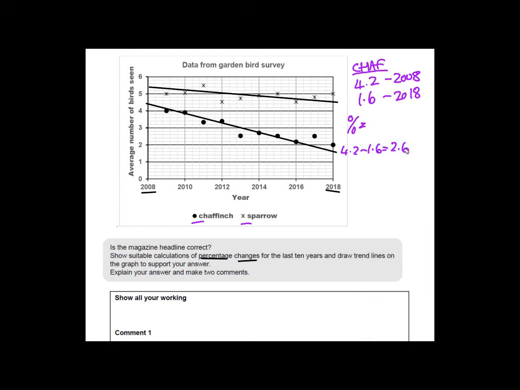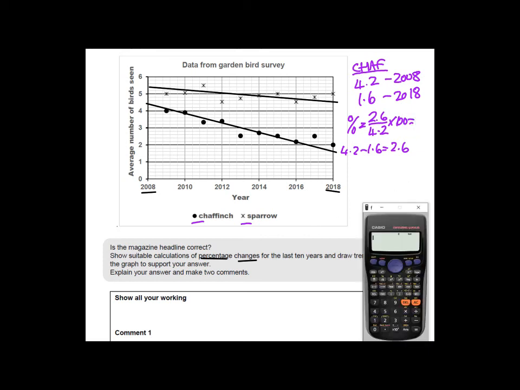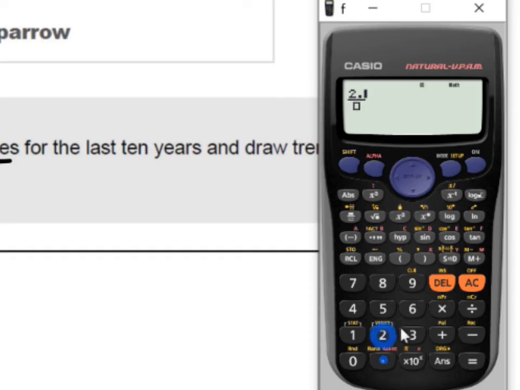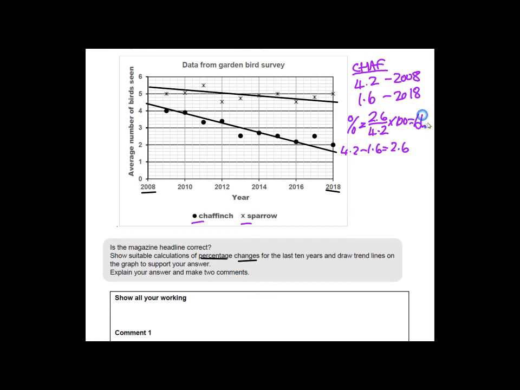So our calculation for percentage change is the difference, which is 2.6, divided by the original amount times 100. And let's do that in our calculator. We can do it as a fraction if we want. So that's a 61.9% recurring change. So 61.9%, and that 9 is recurring, so it's near as damn it 62% as a drop of the bird population of the chaffinch.